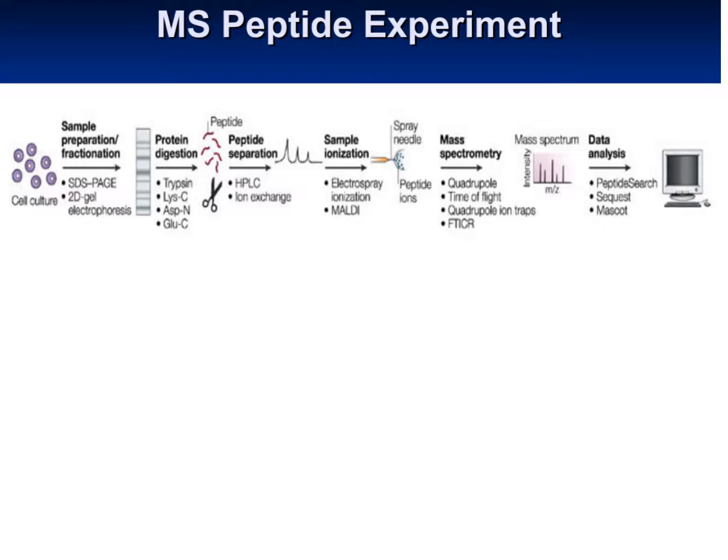So here's the typical mass spec peptide experiment scheme: cell culture, SDS 2-dimensional. Okay, and then they're showing a 1D here. That's interesting. Protein, so this should probably be a 2D gel. Trypsin, other kinds of digestion. Peptides are separated. You can use HPLC or ion exchange or other chromatography to separate the proteins. Each one has a mass charge.